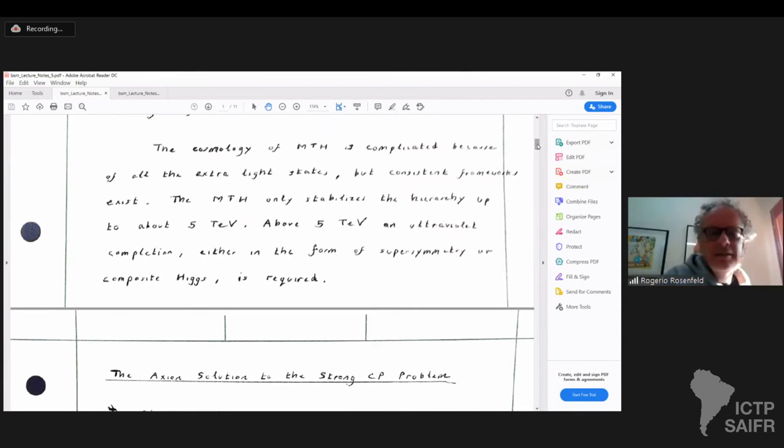Usually you cut off those logs at 5 TeV, and then there's a finite piece left over that you can't actually calculate. So the log divergence is cut off at, say, the composite scale, or maybe if you're embedding it in SUSY, at the mass of the superpartners, right? And there'll be a matching piece also, which you can't calculate.